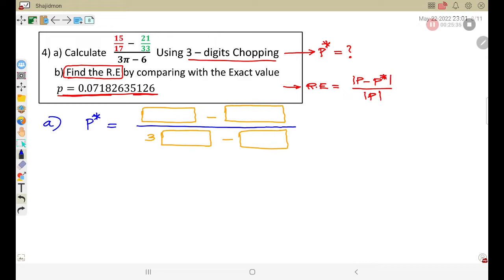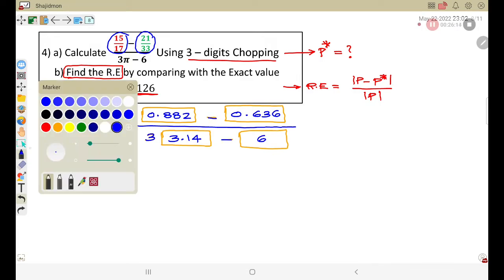So first we write 15 over 17. What is 15 over 17, 3 digits chopping, cutting after the third digit? You will get 0.882. Then 21 over 33, 3 digits chopping, you can check by calculator: 0.636. Divide by 3 multiplied by the pi number, 3 digits chopping, 3.14. Each number separately. Okay, minus 6 stays the same.